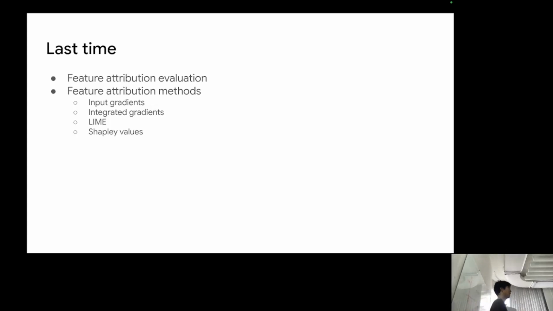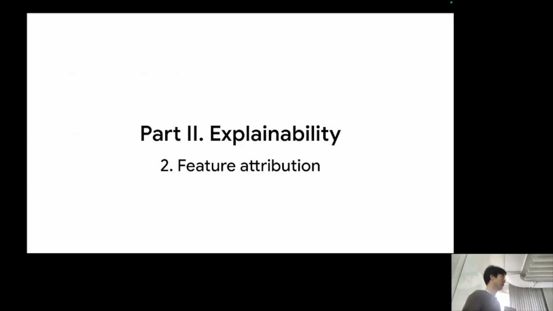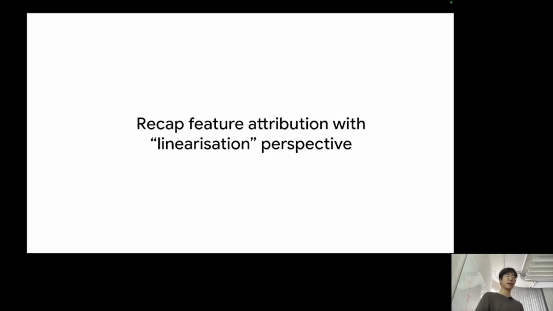Last time we talked about feature attribution in general, evaluation, and 4 methods for doing feature attribution: input gradients, integrated gradients, LIME, and Shapley values. This time I'm going to continue on feature attribution a bit further, on a slightly different angle. But I want to recap the materials from last time with a slightly different perspective now.